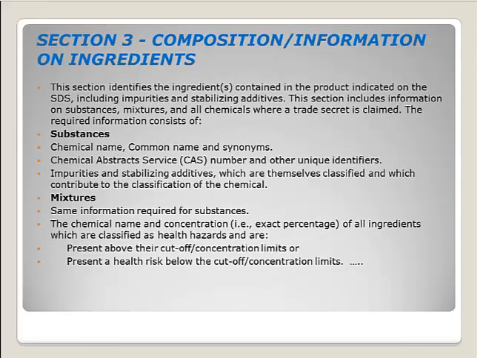Section 3, composition and information on ingredients. This section identifies the ingredients contained in the product. The required information consists of substances, essentially the chemical name or other common names associated with that particular chemical. Mixtures, these are concentrations of what's in it. What are the ingredients? How much of certain things are in this particular mixture of an agent?